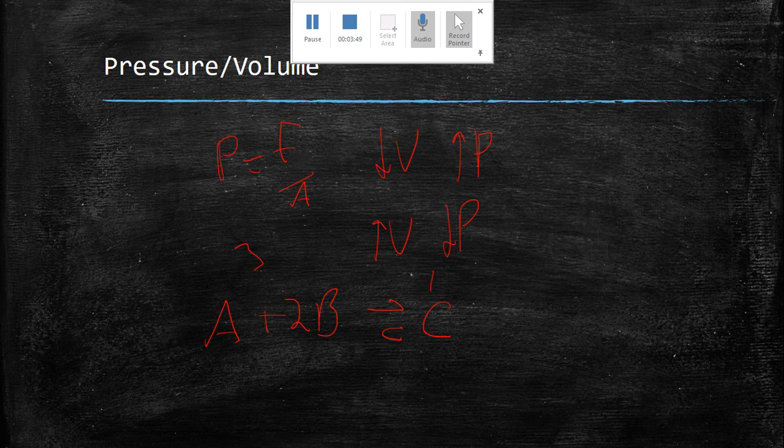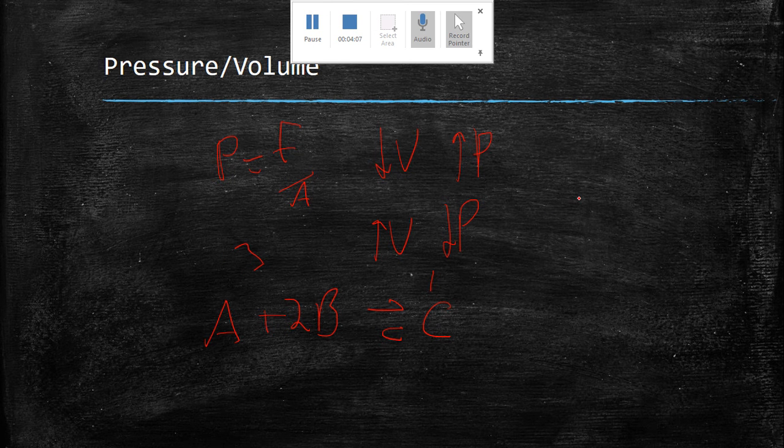Similarly, the same thing would occur if we decrease the volume, as by decreasing the volume we would be increasing the pressure. But let's say now we decrease the pressure or increase the volume. If we decrease the pressure, the reaction is going to favor the side with more moles, as there's more space within the system.